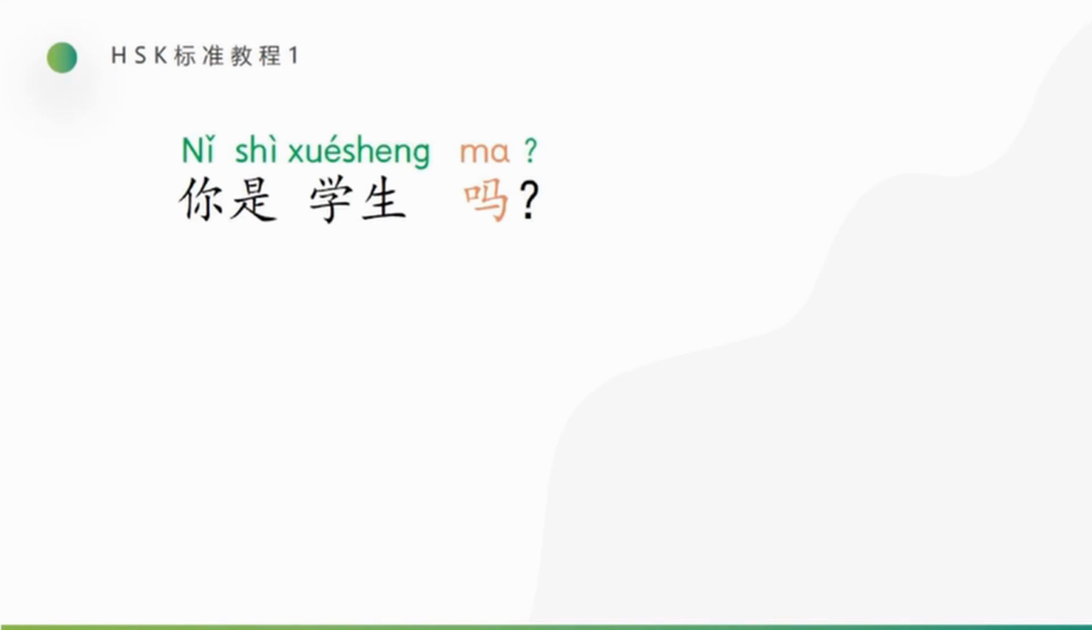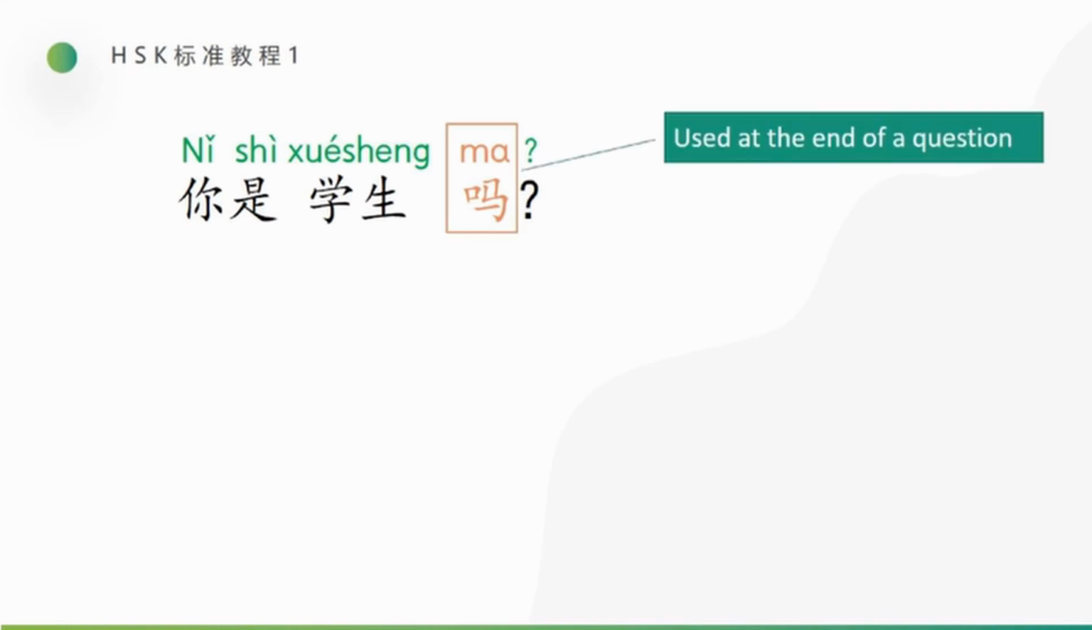好，我们看这个，你是学生，你是学生吗？ Here in this case, I add 吗 at the end of a sentence, right? So 吗 is used at the end of a sentence to ask yes or no. We can change an affirmative sentence into a question.